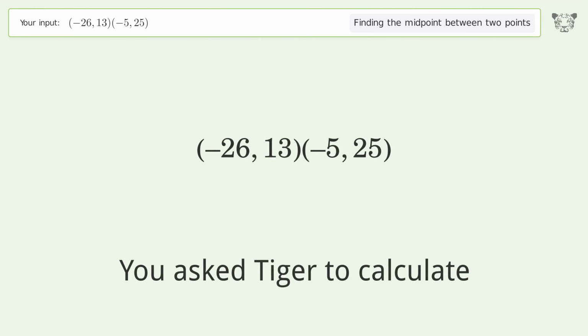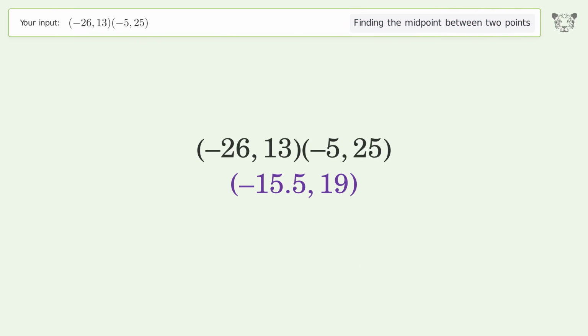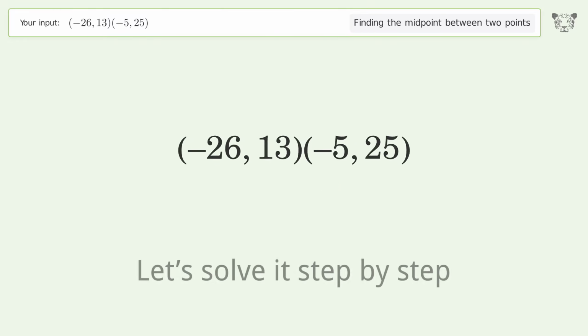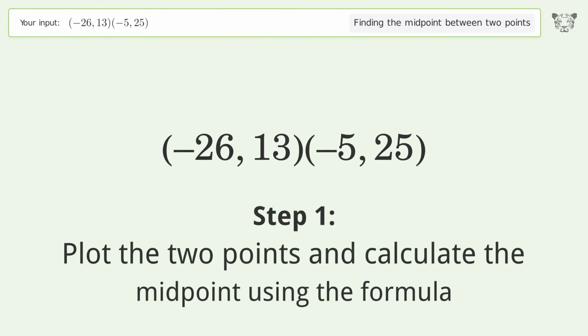You ask Tiger to calculate. This deals with finding the midpoint between 2 points. The midpoint between the 2 points is negative 15.5, 19. Let's solve it step by step. Plot the 2 points and calculate the midpoint using the formula.